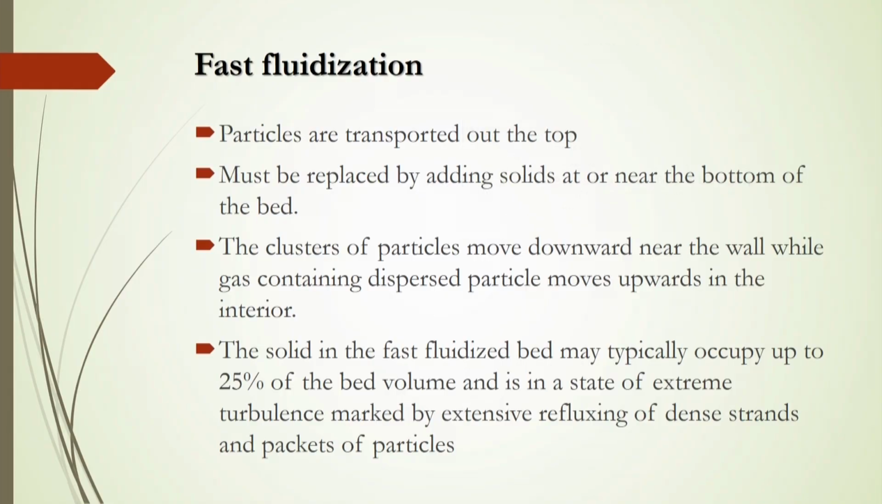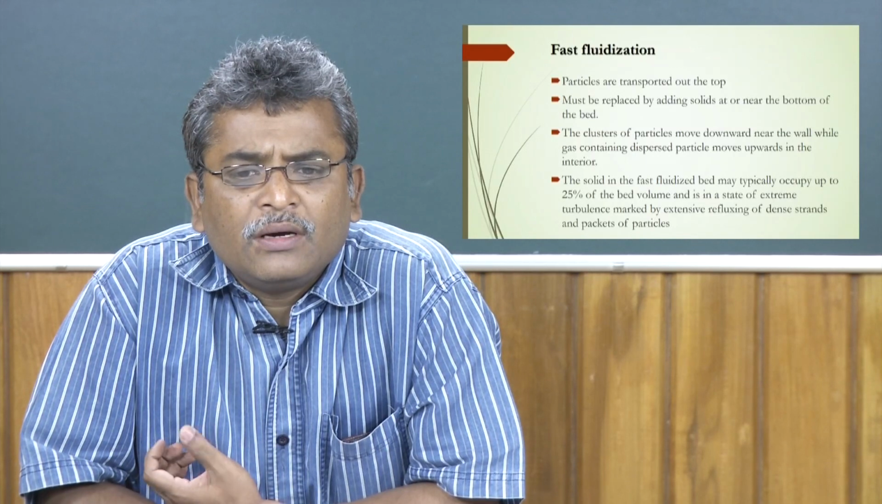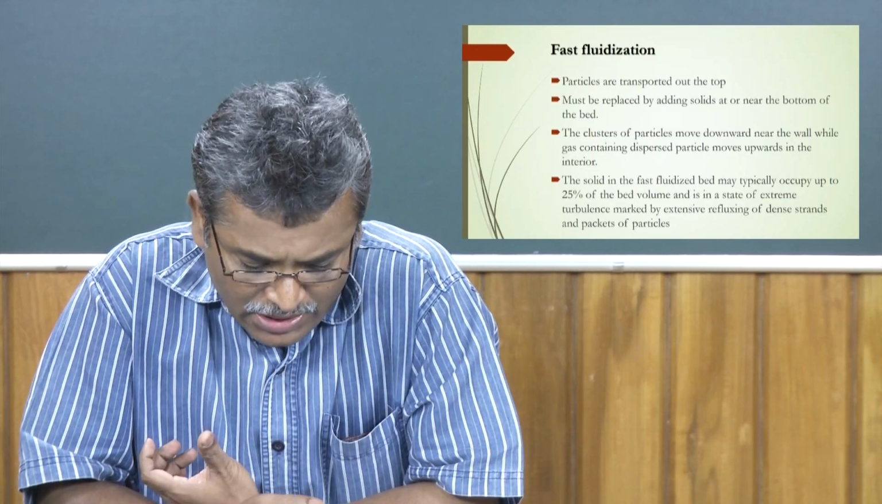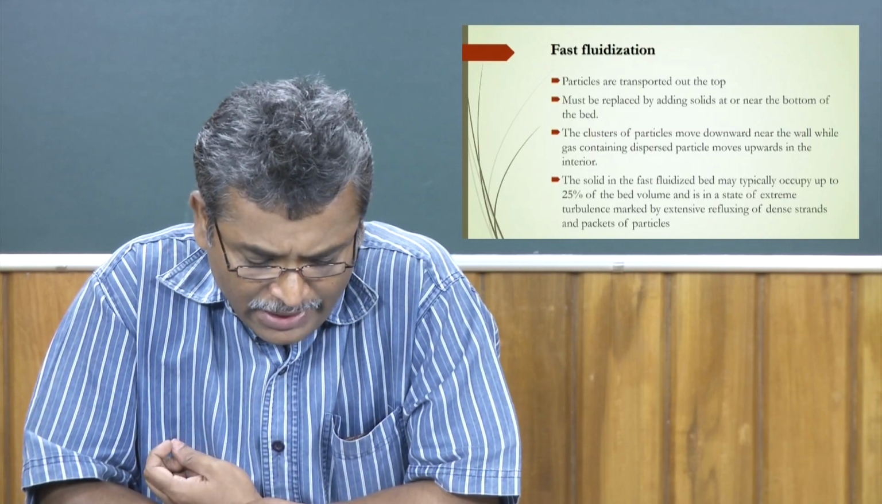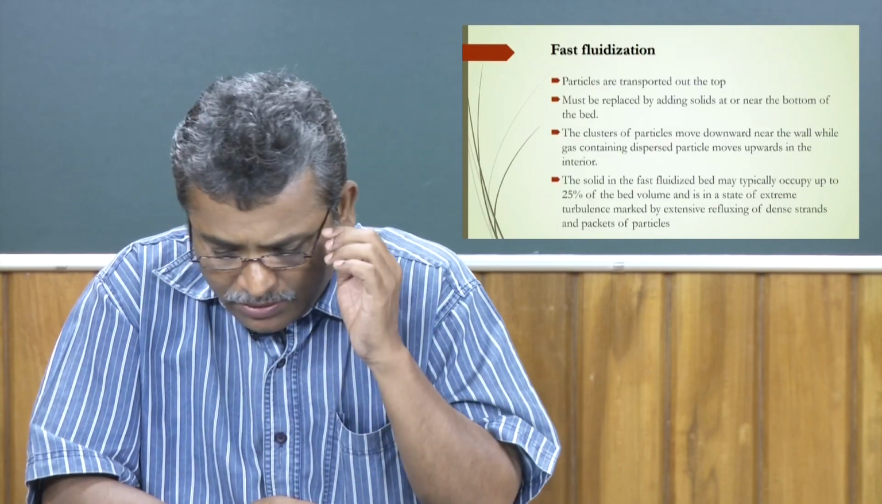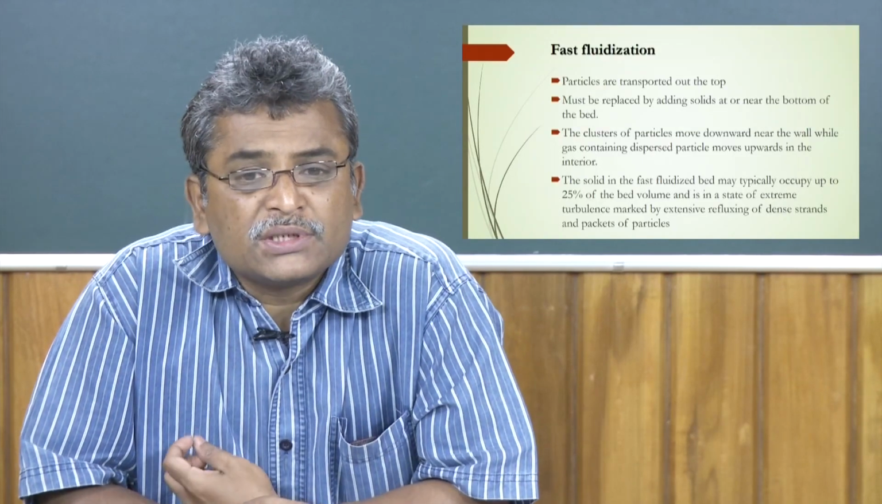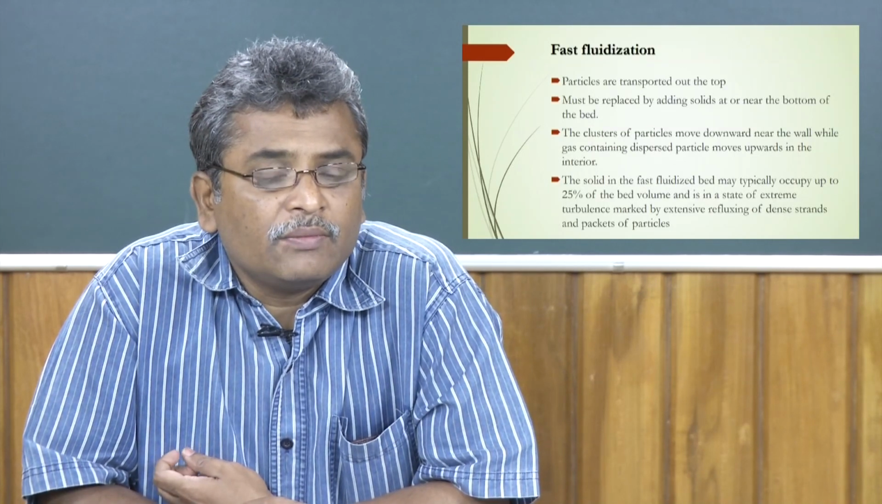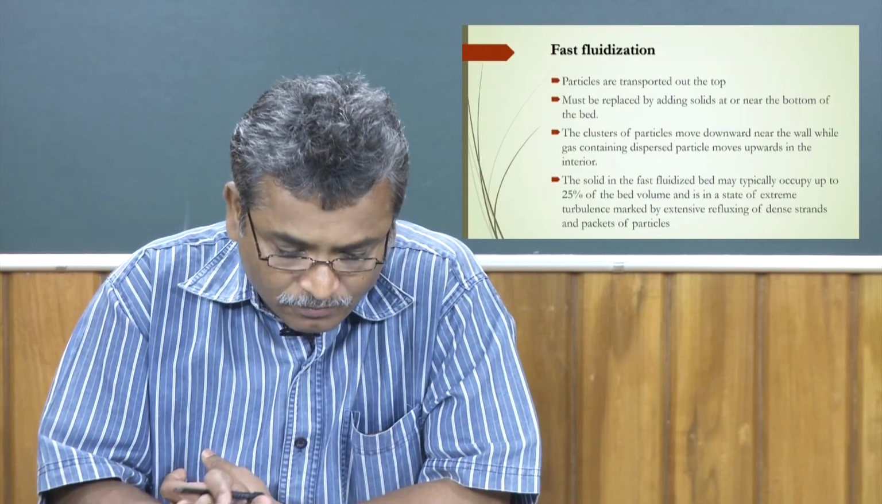And the solids in the fast fluidized bed may typically occupy up to 25% of the bed volume, and are in a state of extreme turbulence marked by extensive refluxing of dense strands and packets of particles there. So, here it is a very important point to note that in the fast fluidized bed the solids occupy up to 25% of the bed. Otherwise, it is very difficult to get this type of fast fluidization condition.